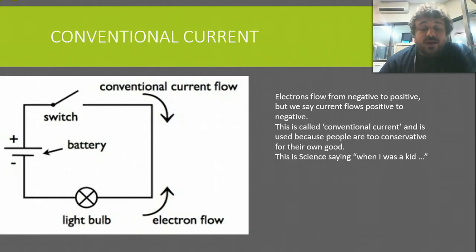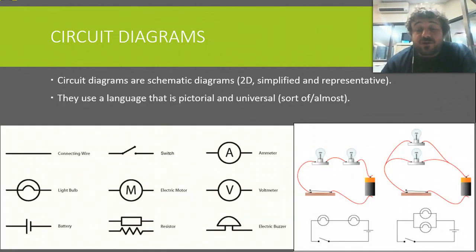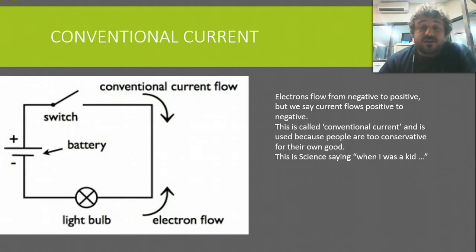All right. Now, one thing before we finish up. You need to draw those. Conventional current. This is science going, when I was a kid, things were better, and it's not. But electrons actually flow from negative to positive. You remember we talk about field lines, we say field lines go from positive to negative? Well, because opposites attract, the electrons actually run from negative, because they are negative, to the positive source.